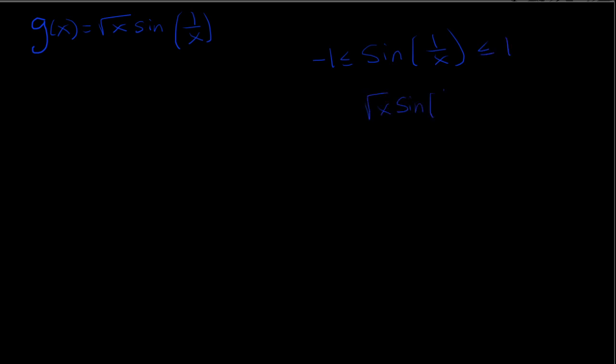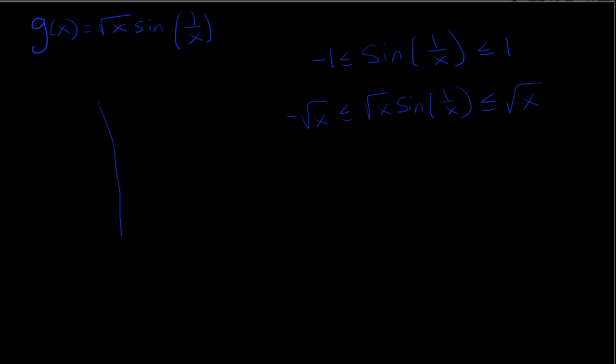I'm given g of x is equal to square root of x times sine 1 over x. I know that sine is between -1 and 1. So square root of x times sine 1 over x will be between negative square root of x and square root of x.